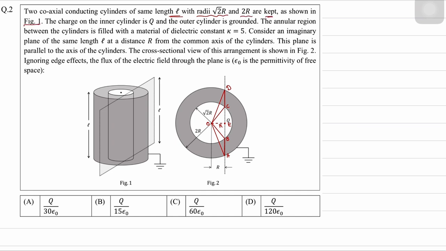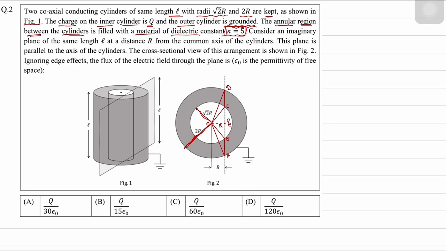Root 2r will be the inner radius, as we can see in the diagram, and the outer radius is 2r, right? Next, the charge on the inner cylinder is given as q. The outer cylinder is grounded. Make sure it is grounded. And the annular region between the cylinders is filled with a material of dielectric constant K equal to 5.